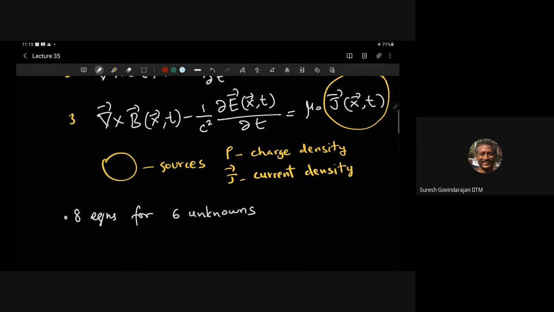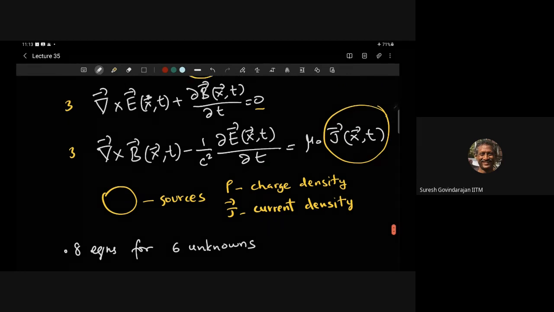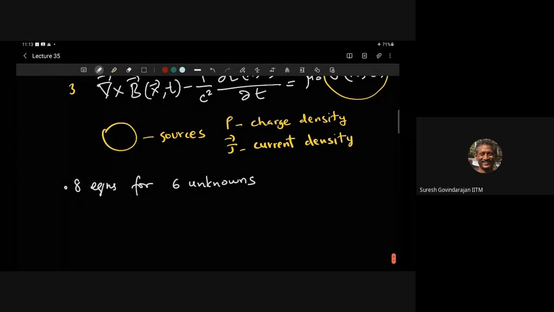Do you see that? Because E and B, I'm counting each vector as 3 degrees of freedom in some sense, field degrees of freedom. So we have 3 from E and 3 from B, right? So 6 unknowns and 8 equations. Is this counting clear? Usually with algebraic equations, we would want 6 equations and 6 unknowns, right? So it appears to be overdetermined.